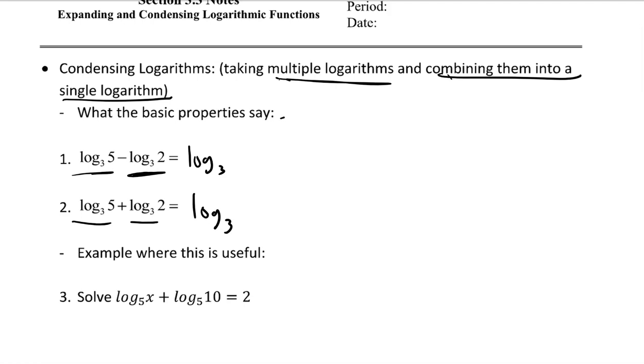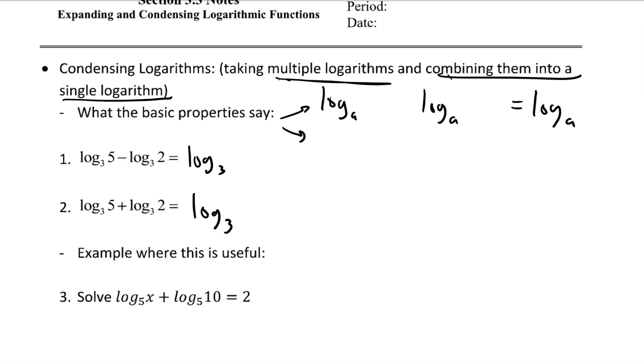Now, if you look this up in the textbook, it's going to write the properties these two ways, and then we'll do it with numbers. But it says if you want to condense, you need your logs to have the same base, so base 3, and then when you condense, it's going to have that base. So these are base 3. When you condense, it still stays base 3.